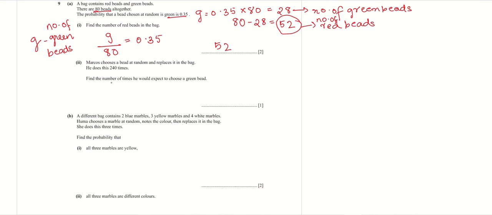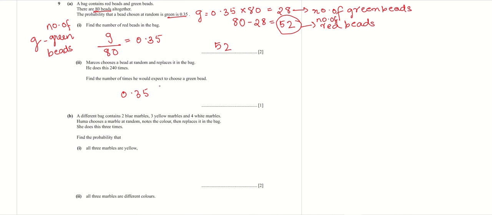Marcos chooses a bead at random and replaces it in the bag. So he replaces it. He does this 240 times. Find the number of times he would expect to choose a green bead. So this is very easy. You have 0.35, which is the probability of him choosing a green bead a single time. Once, if he does it, the probability of him choosing a green bead will be 0.35.